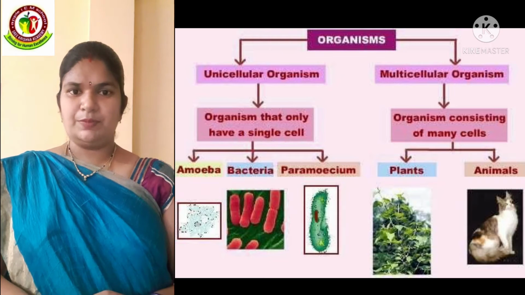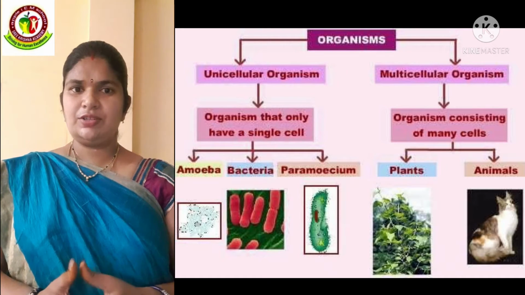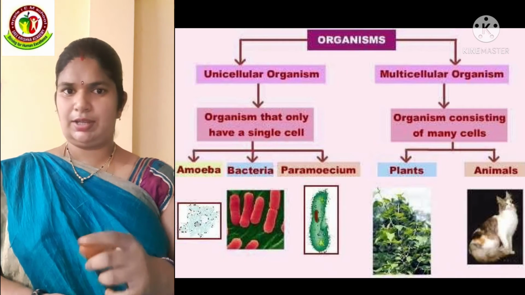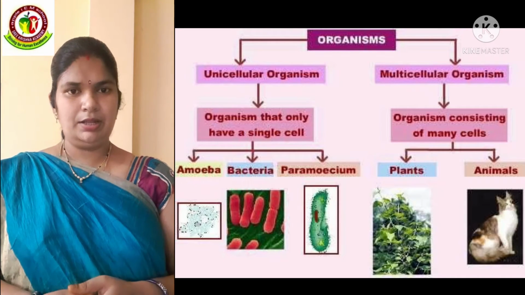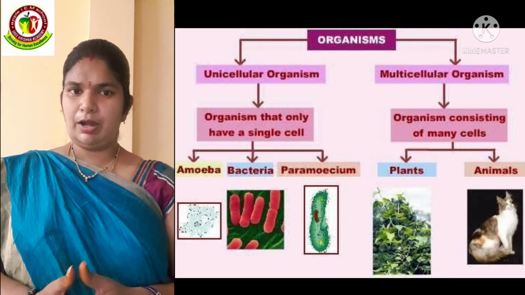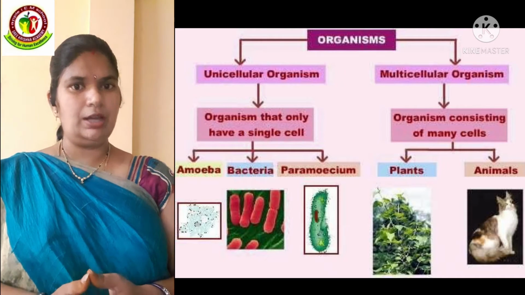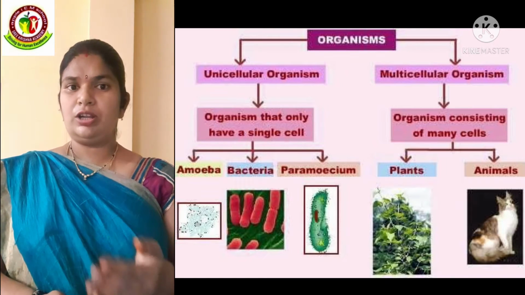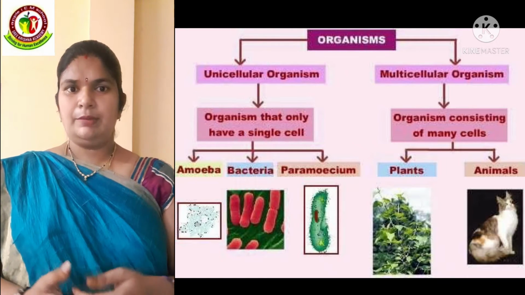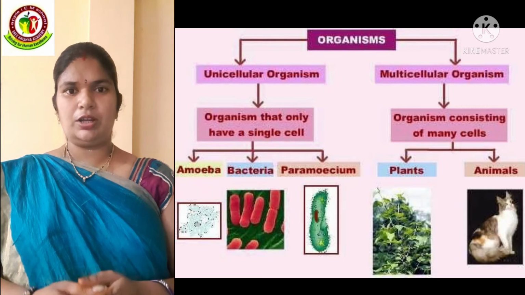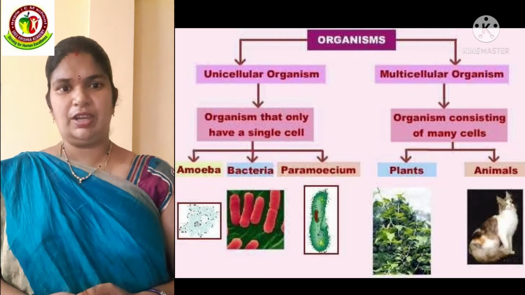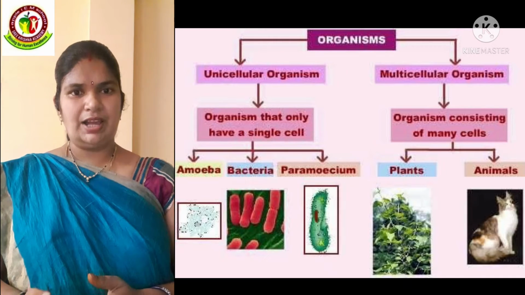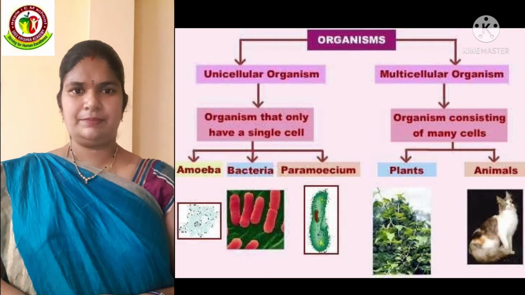Unicellular organisms means organisms whose body is made of only one single cell. For example, protozoans like amoeba, paramecium, euglena come under unicellular organisms. Then what are multicellular organisms? Multicellular organisms means organisms whose body is made up of many cells. Example, plants and animals.